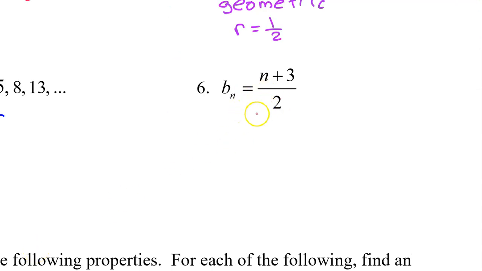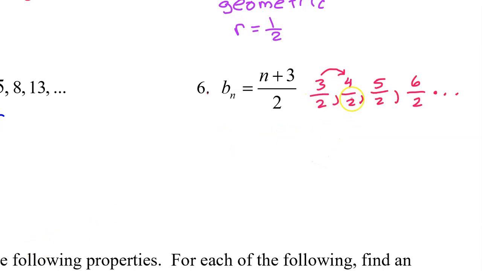For number 6, let's generate the first 4 terms by plugging in 0, 1, 2, and 3 for n. If we plug in 0, that gives us 3/2 for the first term. If we plug in 1, 3 plus 1 is 4, divided by 2 is 2. If we plug in 2, that's 5/2. In fact, I'm noticing the denominators of 2. I think I will write them all with denominator 2. So that 2 is the same as 4/2. And then if I plug in 3, that's going to be 6/2.